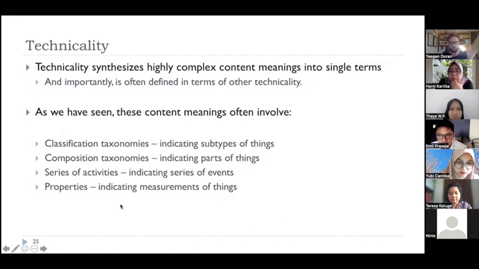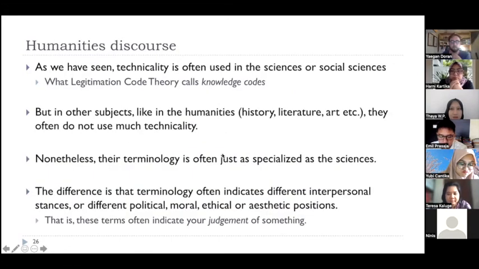All levels, okay. So this will be different at different levels, but these same meanings will likely occur, just more complex or less complex, depending on what level you're at. So that's one set of specialized terminology called technicality, where we can understand them in terms of the content meanings, in terms of field, in terms of classification or composition or activity or property.